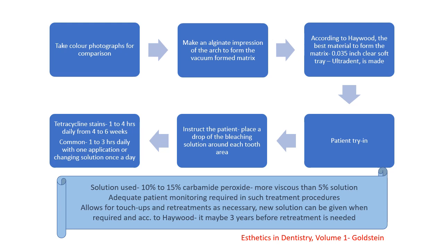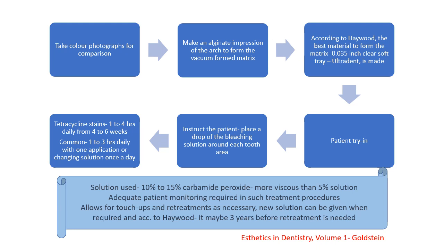You need to make an alginate impression of the arch to form the vacuum formed matrix. According to Haywood, the best material to form the matrix is a 0.035 inch clear soft tray, that is the Ultradent. A patient try-in is done. Instruct the patient to place a drop of the bleaching solution around each tooth area.